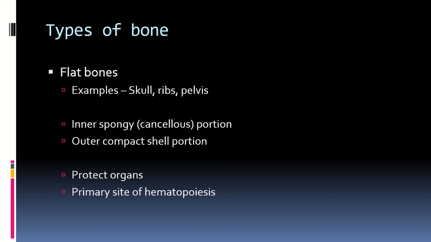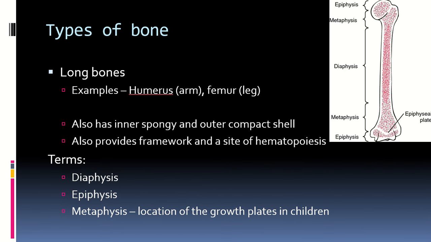And this is the primary site where you'll have hematopoiesis, the formation of blood cells in that spongy layer. Now, the other type of bone are long bones, and as you can see in your hands and legs, there are plenty of long bones, literally long as in a great length. Well, those are called long bones, unoriginally. Some examples: the humerus, which is the long bone of the arm, and the femur, which is the long bone of the leg.